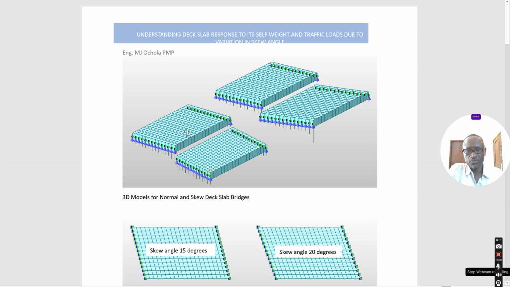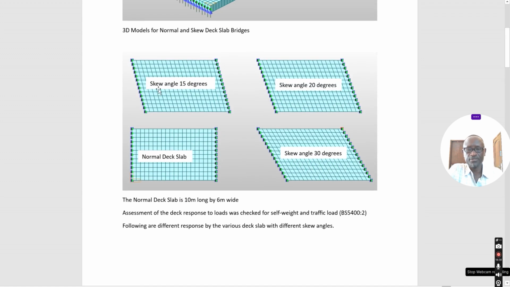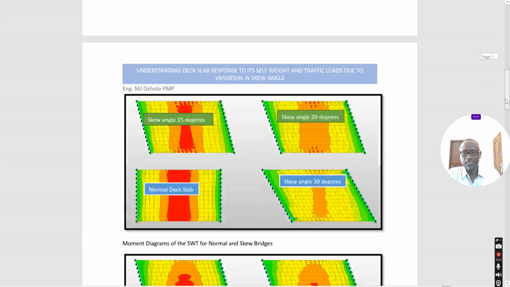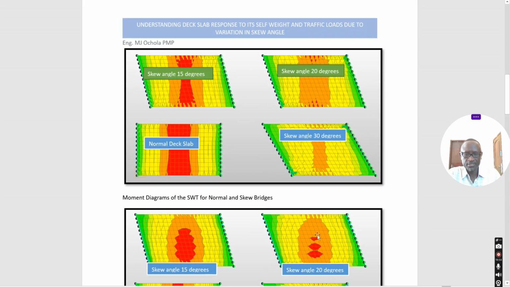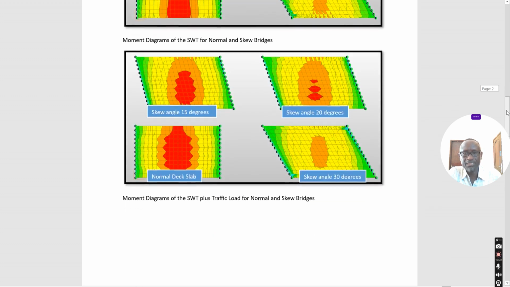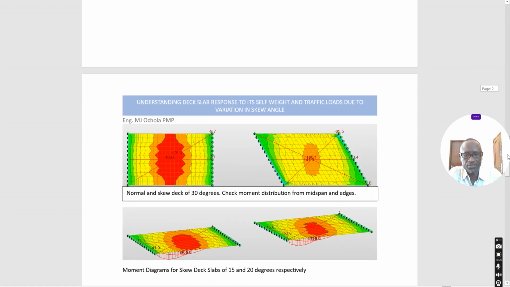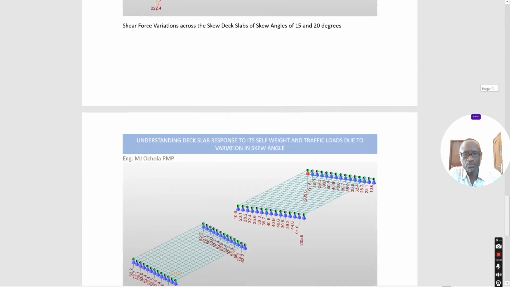I had actually put in the 3D model for the normal and skew deck slab bridges, and I also indicated here the skew angle of 15 degrees. You have seen how the load varies, skew angle of 20, 30, and then the normal. Assessment of deck response was done, and this is the output that I had given, which is similar to what I've demonstrated direct from the software. You can look at it. So the patterns are not the same. That is the most important thing. The patterns are not the same. Please let us pay attention and try to look at all that.